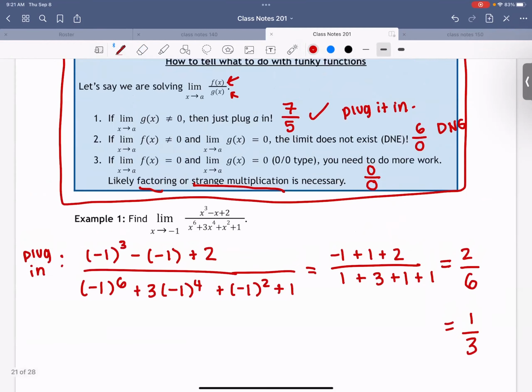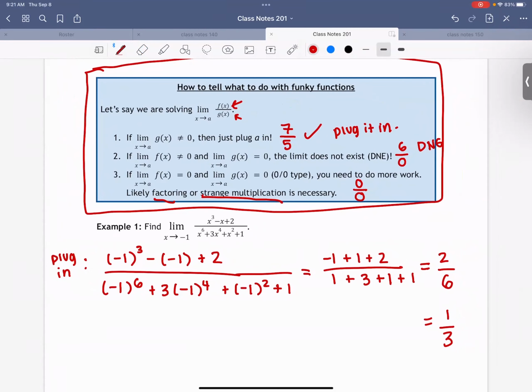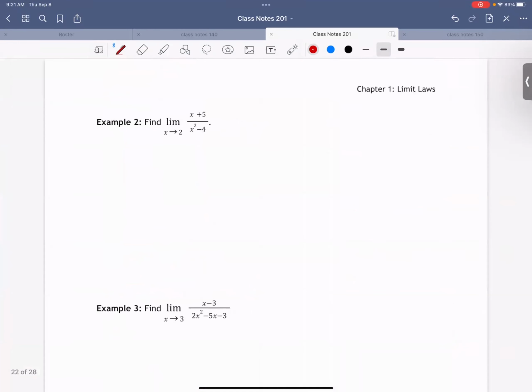Taking a look at our 3 types of funky functions, is this type 1, type 2, or type 3? Type 1, right? We plugged it in. We don't have any zeros going on. So our final answer to our limit is just 1/3. All we had to do here is plug it in. Hopefully you won't make as many mistakes as me when I do mental math. All right, let's flip the page. That was pretty easy. Let's do example number 2.